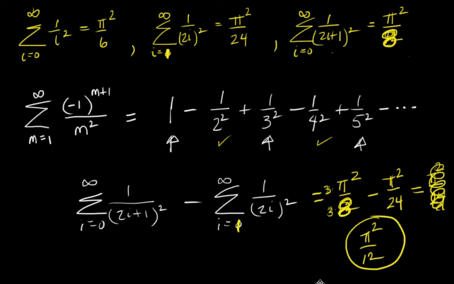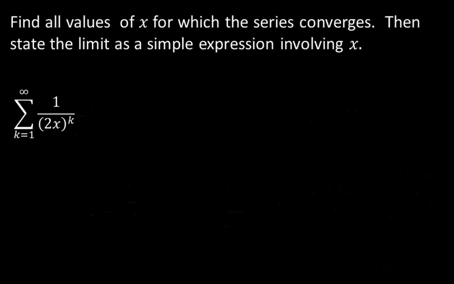All right, so these are 3 examples where you can see that it's very handy to be able to use the distributive property or the commutative property of addition inside infinite sums. But you can only do it if you know that you have convergent series that you're working with. Okay, here we have find all values of x for which the series converges. Then state the limit as a simple expression involving x.